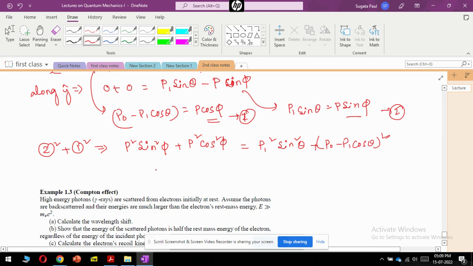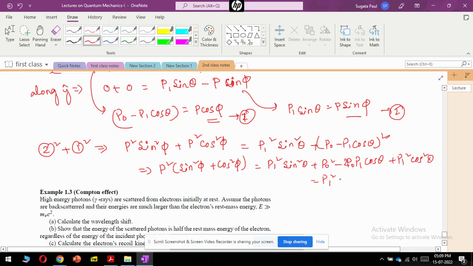theta whole square. If we simplify this a bit, this will be sin square phi plus cos square phi into p square equal to p1 square sin square theta plus p naught square minus 2 p naught p1 cos theta plus p1 square cos square theta. Now again from here, if we take a common of p1 square, we are left with sin square theta plus cos square theta plus the rest of the terms. Now we know that sin square x plus cos square x is always 1. This is a known result.